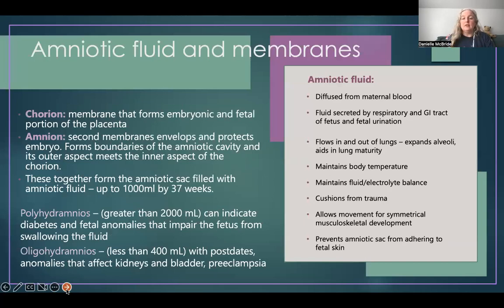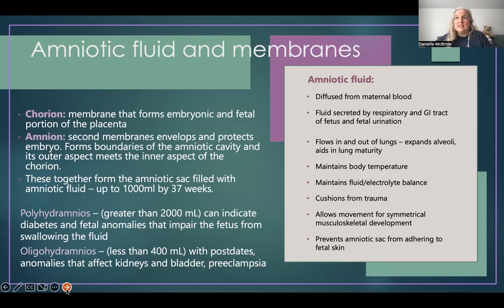All right, amniotic fluid. We're going to start talking about the different things that happen with a pregnancy that are separate from what you've already learned about with your normal med-surg patient. So, amniotic fluid and membranes. The amniotic fluid is initially made up from plasma diffused from maternal blood. As the baby grows, their body starts secreting its own fluids as well, and the baby starts urinating, and all these things combine to make up the amniotic fluid.